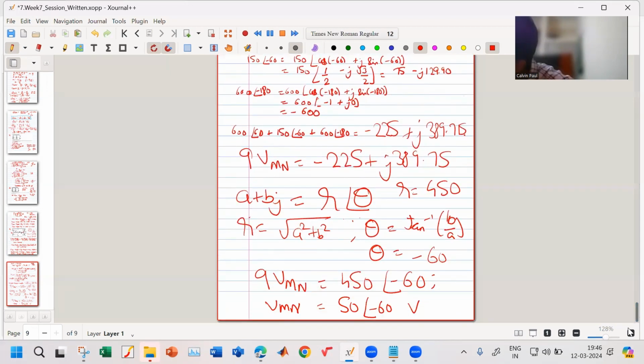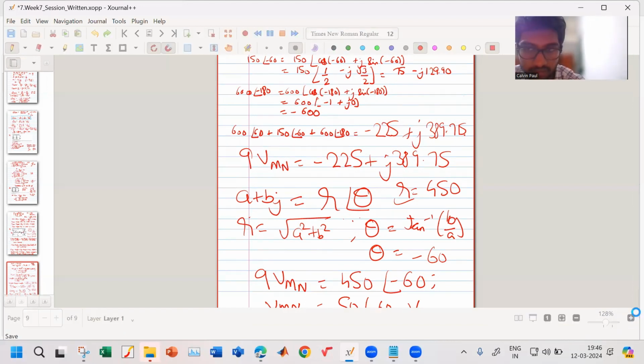Sir, it's the representation. Yeah, the representation. So R is correct, your theta is wrong. Tan theta will be the same for minus 60 and 120 degrees. Okay, then how will I know which one to take?